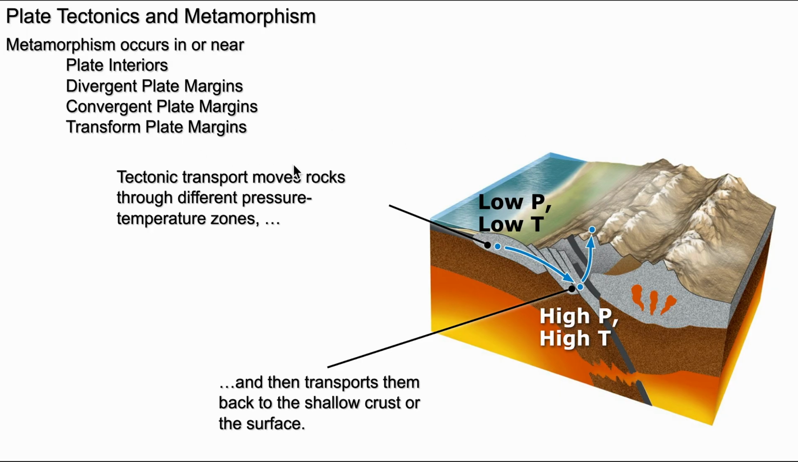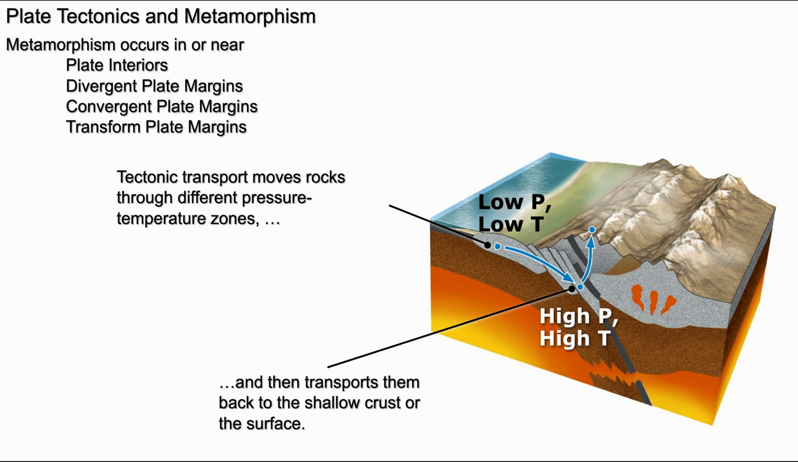So ultimately, tectonic transport can move rock through different pressure temperature zones. So we start out with a rock here. This exotic terrain is colliding with continental crust. Our mineral is going to start to go down the subduction zone. So temperature and pressure is increasing, and then as the minerals continue to grow, the crystals increase in size, they're going to get pushed up.